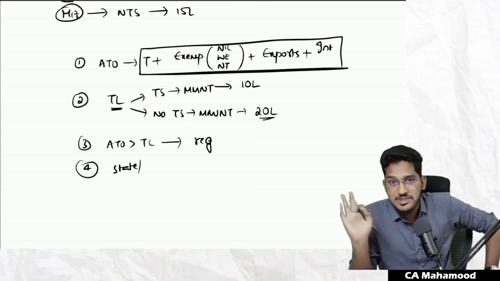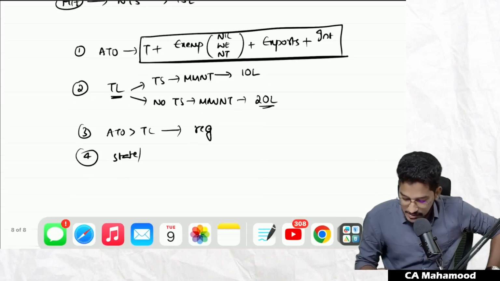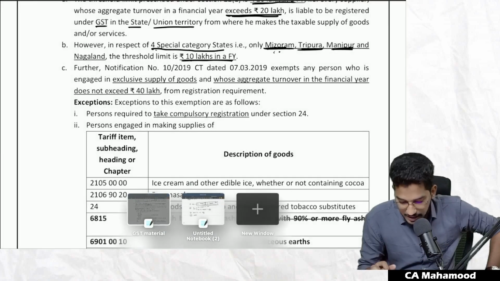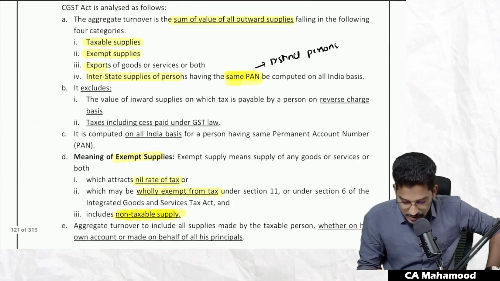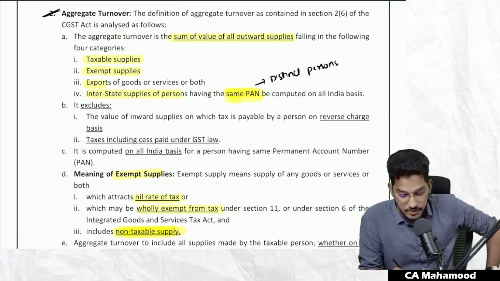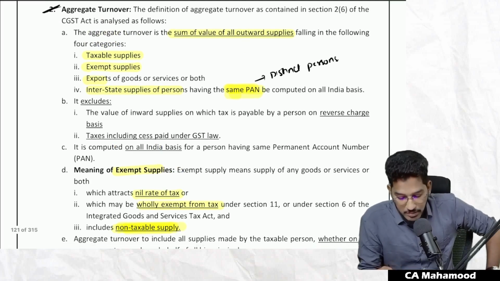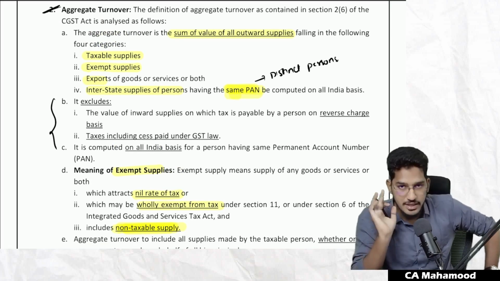Guys, aggregate turnover discussion is not yet over. Still there are some things which are required to be discussed regarding aggregate turnover. If you pay attention here, we have only seen one part. What is included in the aggregate turnover we have seen. There are some things which are excluded from aggregate turnover. This we did not cover yet. So this we will see in our next class.